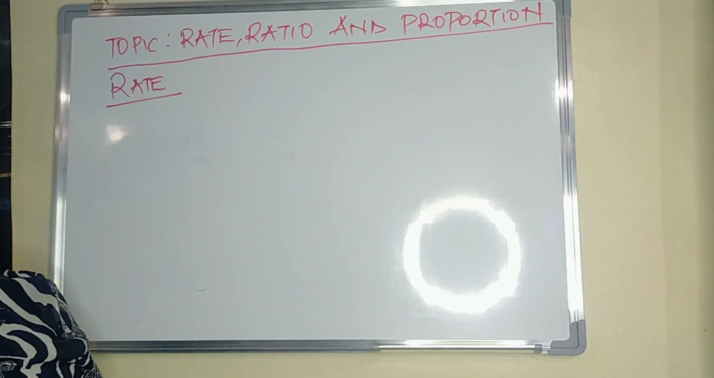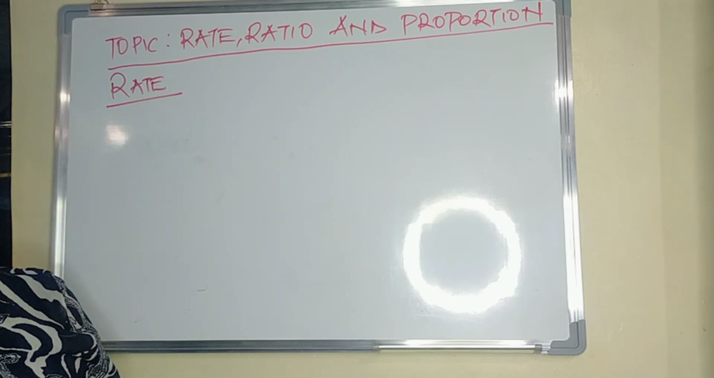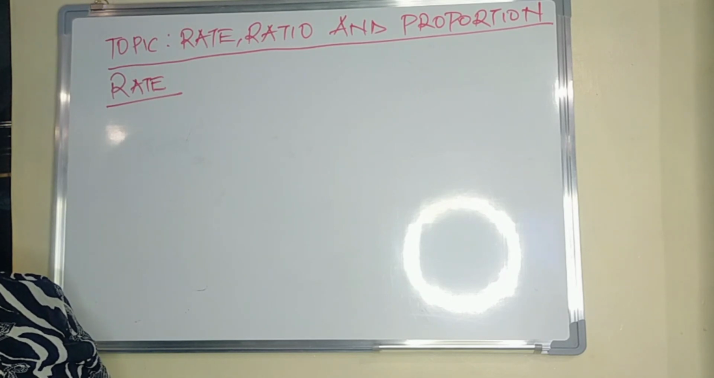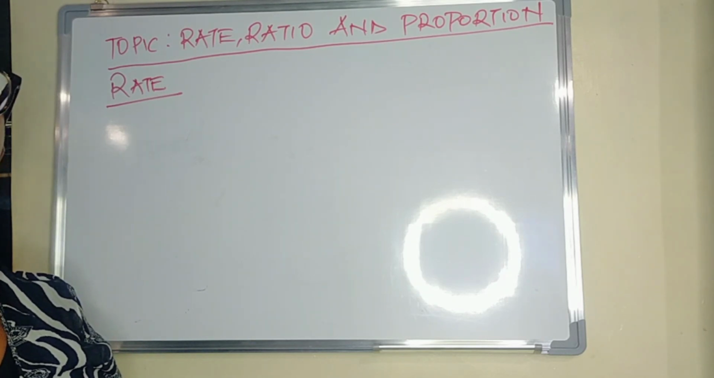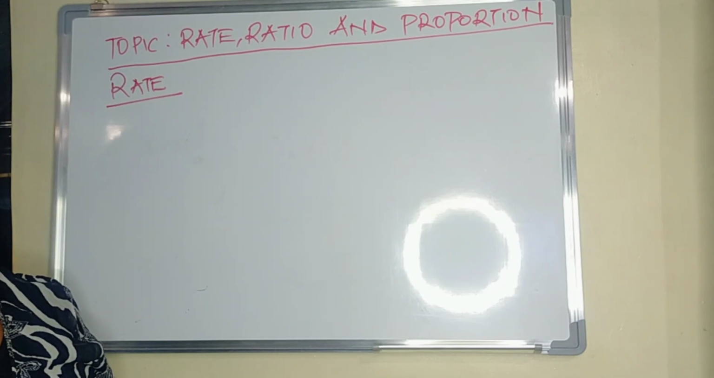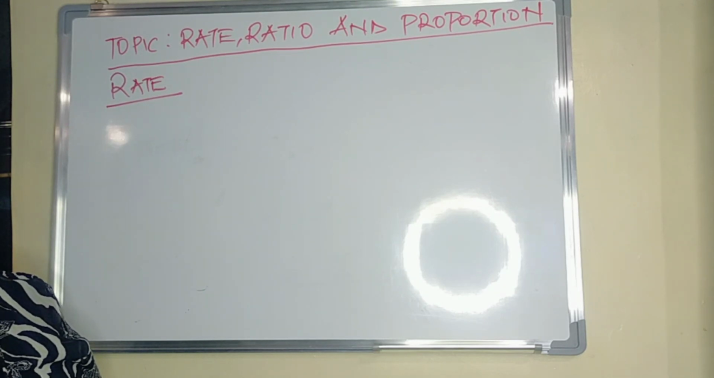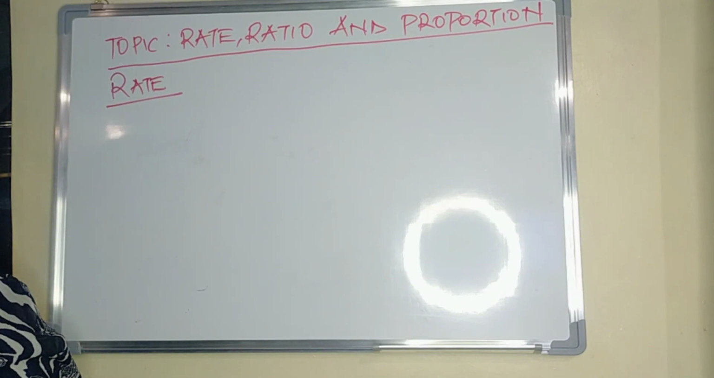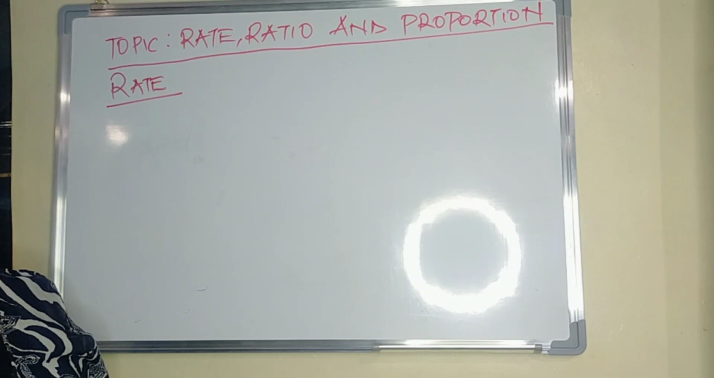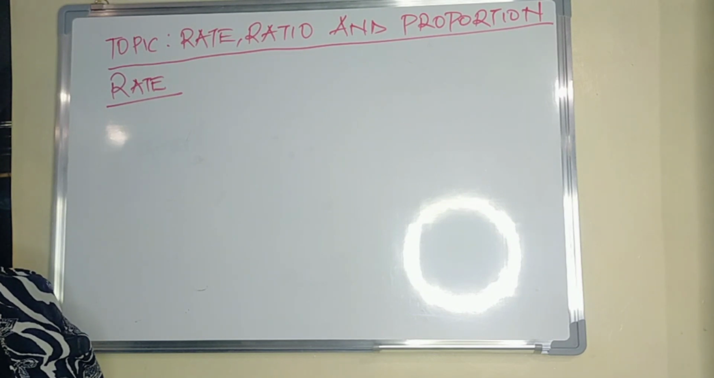Now, an example. A car can consume petrol at the rate of 0.2 liters per kilometer. In that statement, we are comparing liters and kilometers covered by a car. So that is a rate: the rate at which the car consumes fuel.